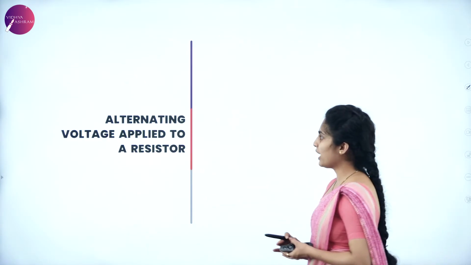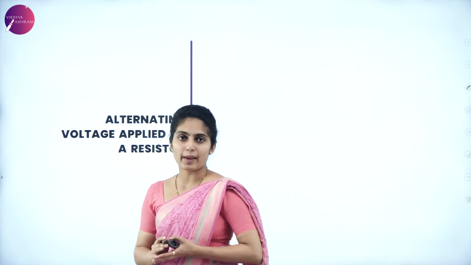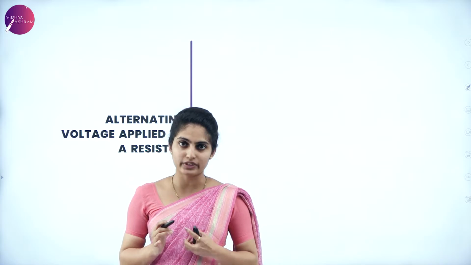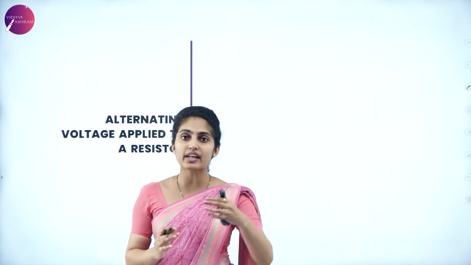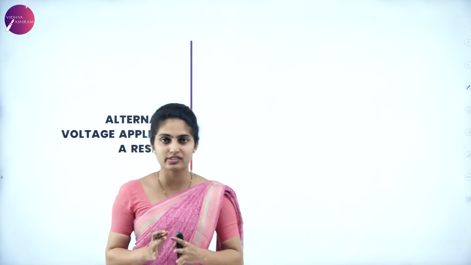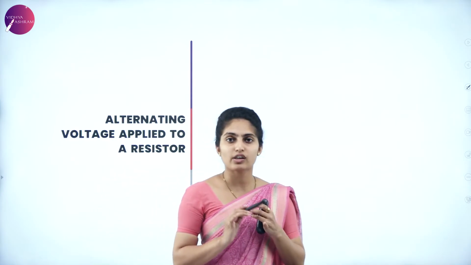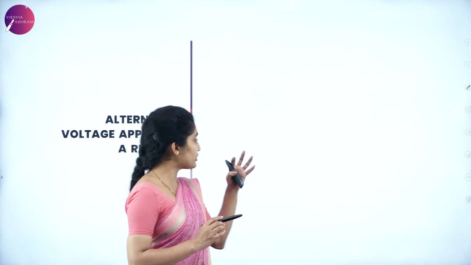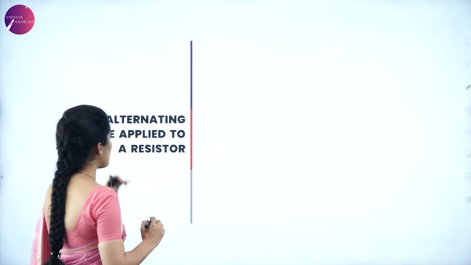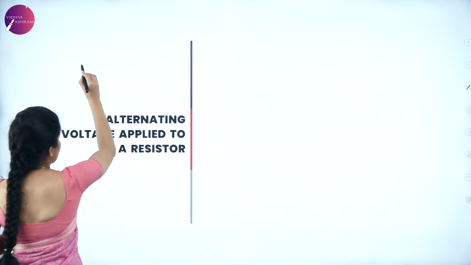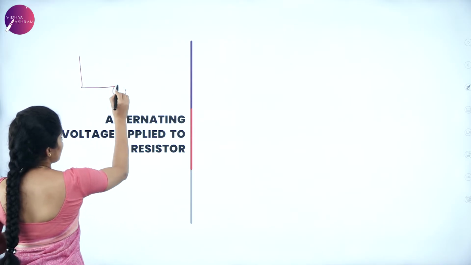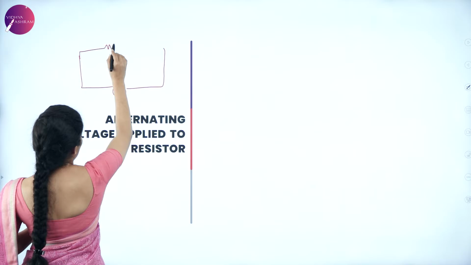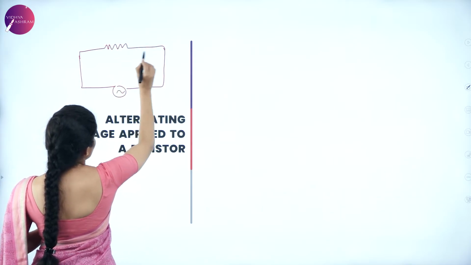So next we are having alternating voltage applied to a resistor. So here also we consider the alternating voltage. So what happens when an alternating voltage is applied to a resistor, where we study the waveform diagram as well as the phasor diagram of this. So first of all, alternating voltage applied to a resistor means to say that there is an AC source which is connected to a circuit which has the presence of a resistor R.